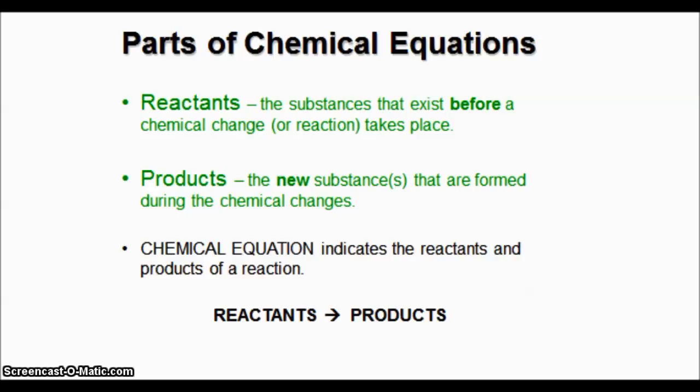So in general, there's just two main parts of a chemical equation. There's the reactants, which is the substances that exist before a chemical reaction occurs. So the things that you start with, those are your reactants. And then your products, those are the new substances that have formed after the chemical change. So a chemical equation just indicates which ones are the reactants and which ones are the products. And a way that you can always tell is looking at the arrow. The arrow is always going to point to the products. So the arrow always points to the products. The reactants are then on the other side. That's what you start with.